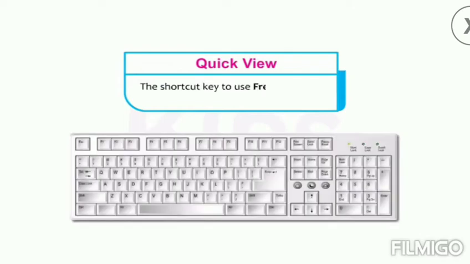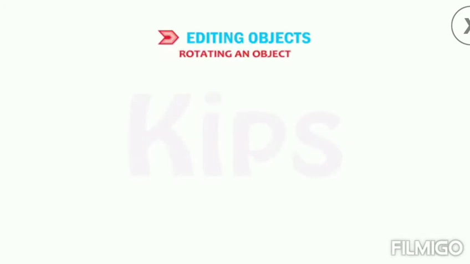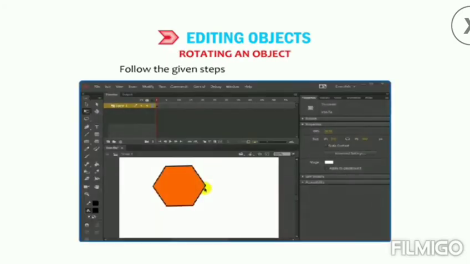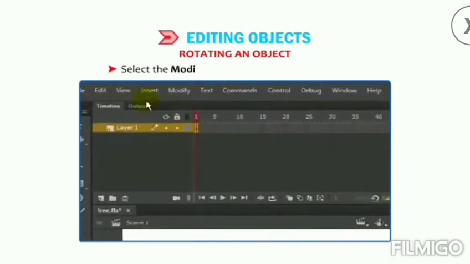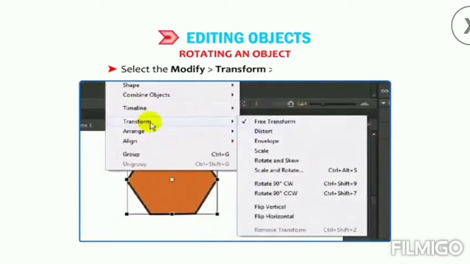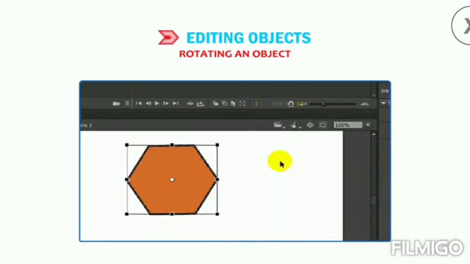Students, let me quickly tell you that the shortcut key to use the free transform tool is Q. Rotating an object. Follow the given steps to rotate or skew the object. Select the object. Select Modify, then go to Transform and then go to Rotate and Skew.